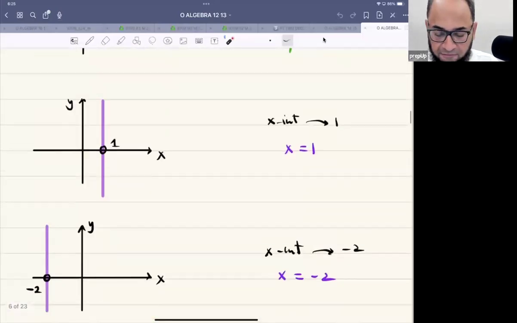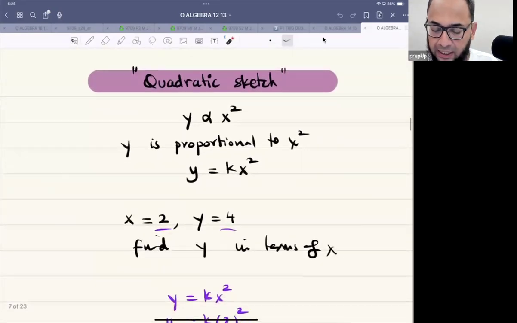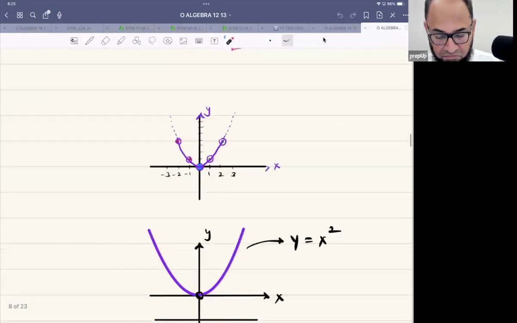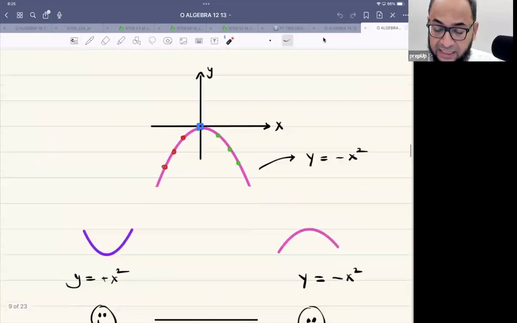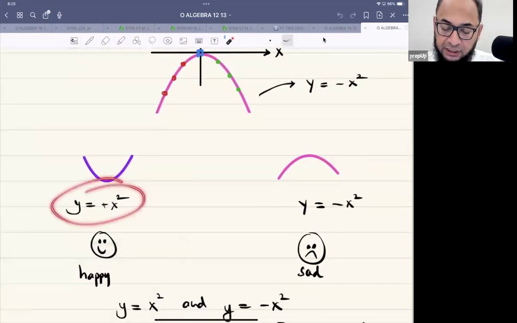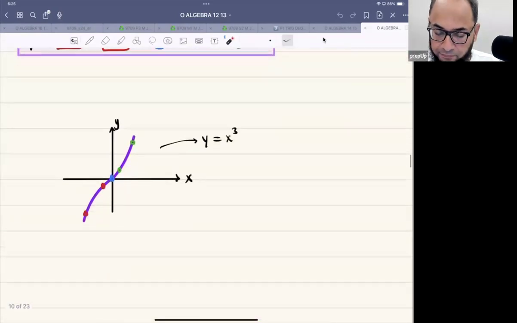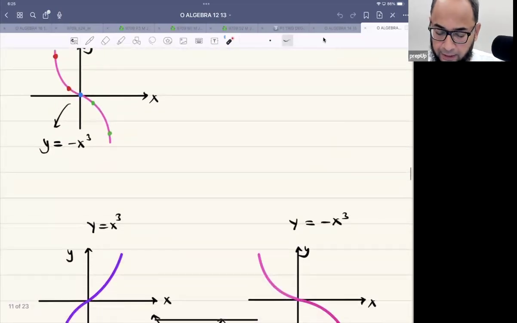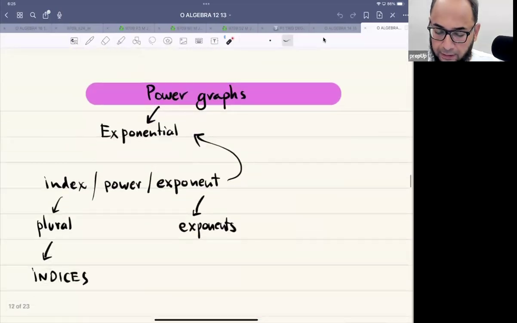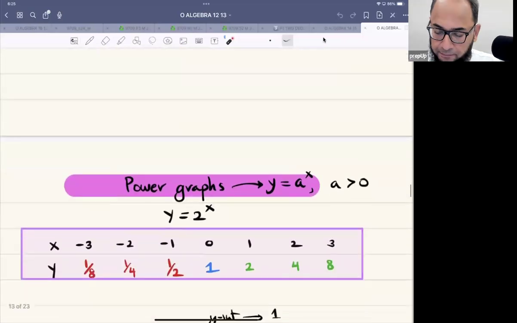Possible equations: flat line, vertical line, quadratic, by plotting. The sketch idea: positive x squared, that's the shape; negative x squared, that is the shape. And we'll be doing some past paper questions now. Cubic curve, negative x cube, power graphs.